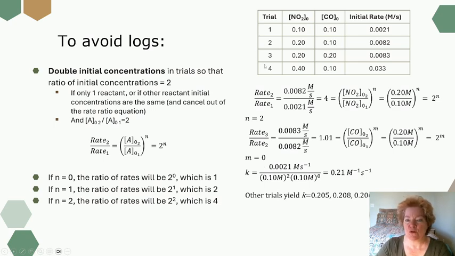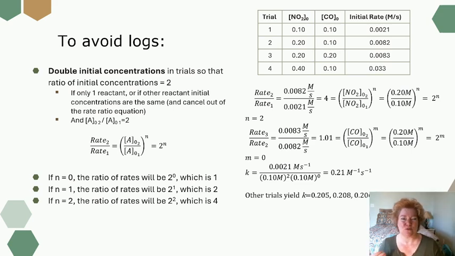Now, because I have 4 trials, and each trial will get me k, I could solve for k for each of the trials. In fact, if I do it in this case, I get 0.21, 0.205, 0.208, 0.206. So if I round to 2 sig figs, it's 0.21. So I get the same answer, which is good. The rate constant should be the same for the reaction. So this is the method of initial rates.